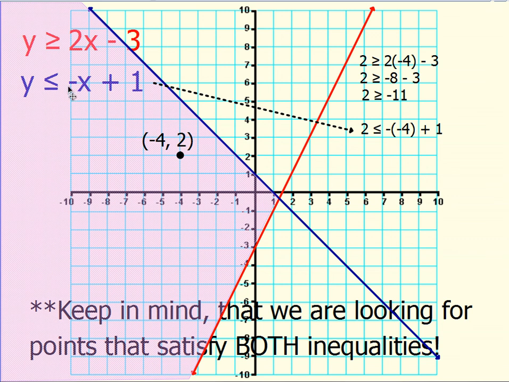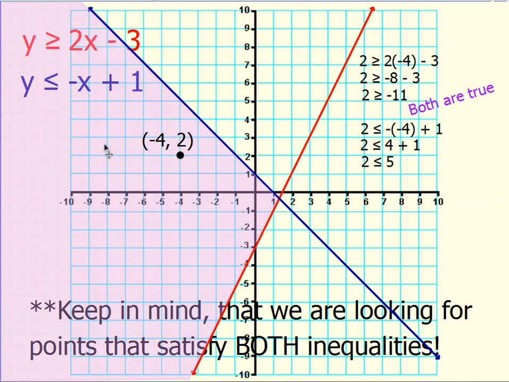Be careful with the negative x. This is an area where lots of students make mistakes. It's saying the opposite of the x value. So I want the opposite of negative 4. When I simplify that, the opposite of negative 4 is a positive 4. And 4 plus 1 is 5, so 2 is less than or equal to 5. Again, a true statement. And since both inequalities are true, I know that I have the correct shaded area.